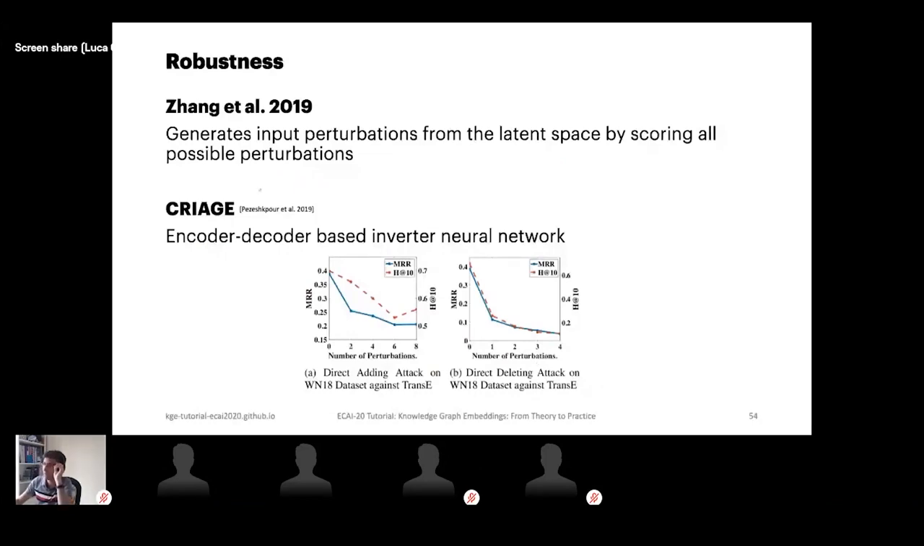There are recent papers that show that this is doable, and that for example, works like Cryage show that adding an increasing number of perturbations decreases the score of MRR. You see that it goes down by 10 base points. So these techniques are quite interesting, and they're quite effective when adding new edges or when deleting existing edges in the graph, if the attacker has access to that, obviously.